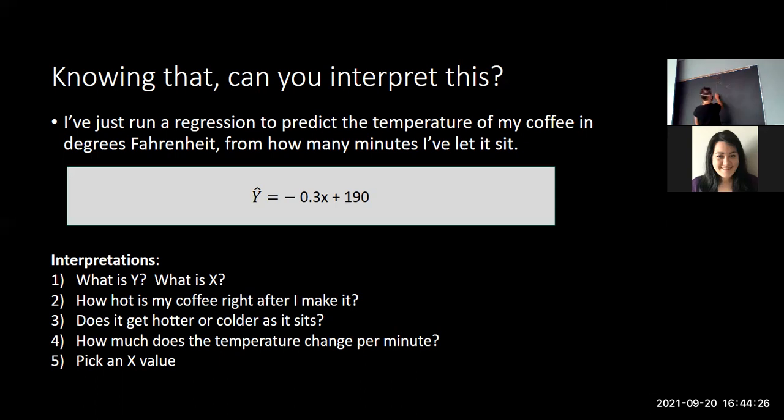So if this is positive temperatures, eventually this predicted line is going to predict that we are here at negative 110 degrees after 1,000 minutes. Does that make sense? No. Why not? It doesn't really make sense because it's not going to get that cold if I let it sit. We know that from experience.